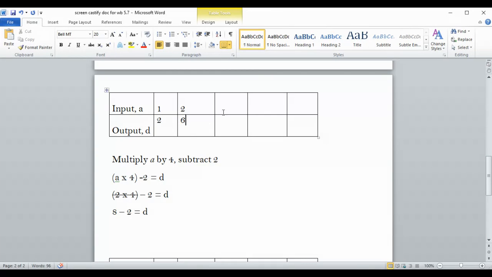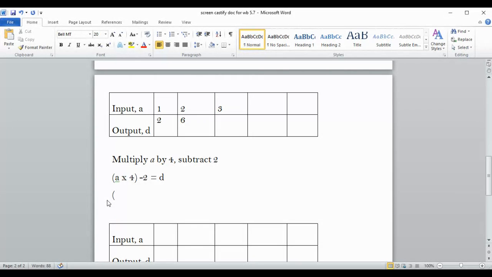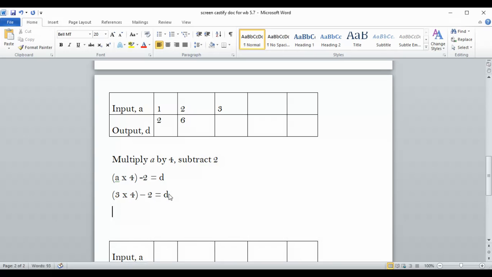6. All right, so then staying on the easy track, I'm going to put a 3 in there, and I'm going to get rid of all of this and write my new problem now. And this time I'm going to have parentheses 3 times 4 minus 2 equals D. I like to forget this, don't I? Okay. Now I have to solve this problem. 3 times 4, what is that? It is 12 minus 2 equals D.